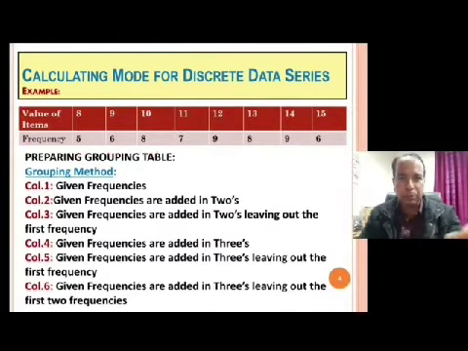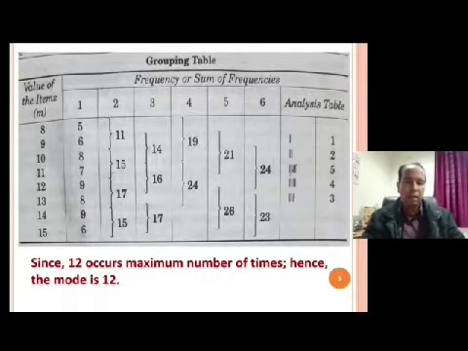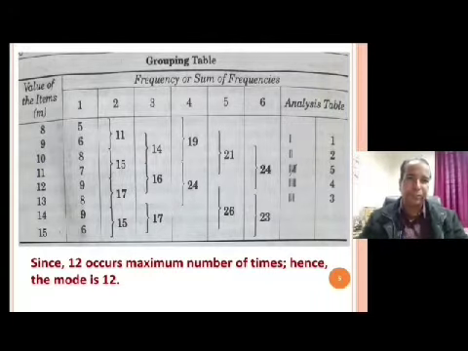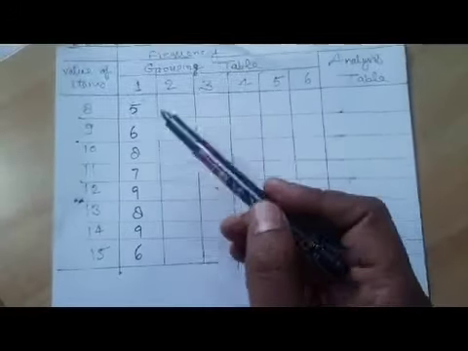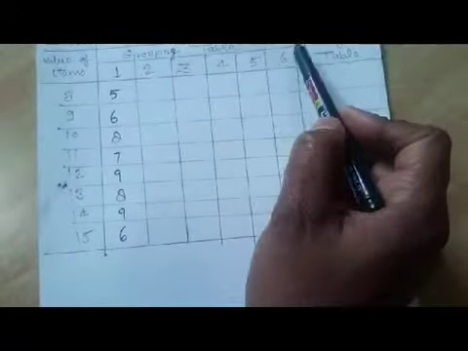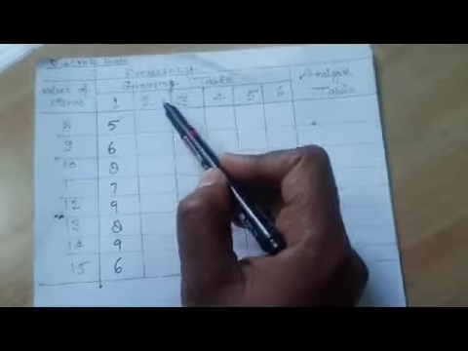You will better understand this grouping method with the help of the example worked out ahead in this slide. The same problem has been taken which was discussed earlier. So let's see how the discrete data series problem of mode is solved. Here this table is to be prepared. In the first column, the values of the observations are put, then a frequency grouping table is constructed that has 6 columns labeled 1, 2, 3, 4, 5, 6, and then finally one column for the analysis table.